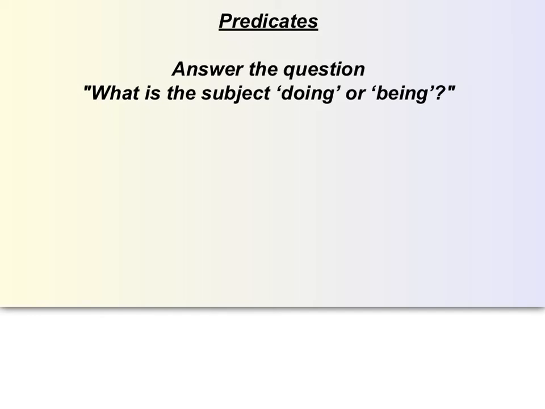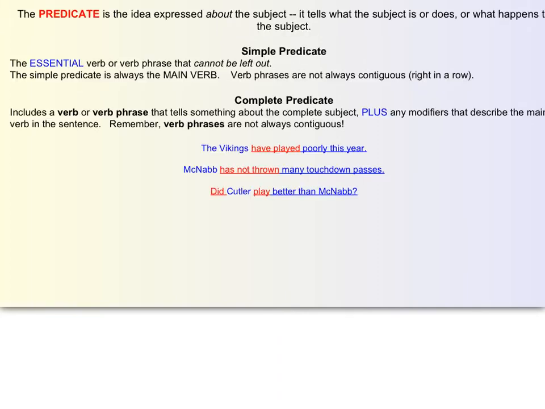Predicates answer the question, what is the subject doing or being? The predicate is the idea expressed about the subject. It tells what the subject is or does, or what happens to the subject. So, the simple predicate, much like the simple subject, is the essential verb or verb phrase that cannot be left out. You will lose important information if it is left out.